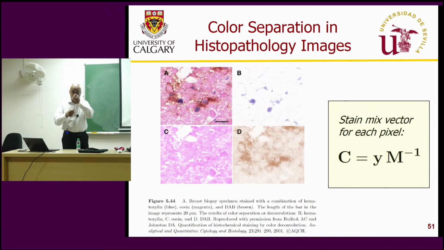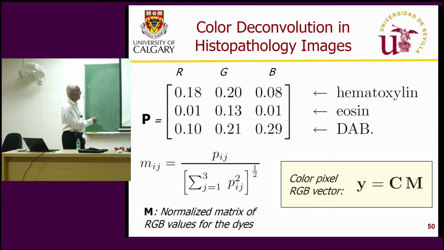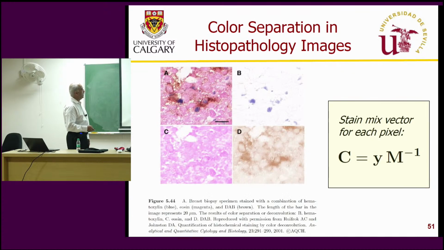So each pixel has a combination of these, and by inverting, these are the color definitions in RGB of the stains. Normalize each value here, Pij, with this, and that gives you the matrix M of this stain. So a pixel in the given image is Y equal to C M, and you want C, which is Y M inverse. M is only 3 by 3, so inverting that should not be a problem. So on a pixel by pixel basis, you separate into the blue, the magenta, and the brown parts.